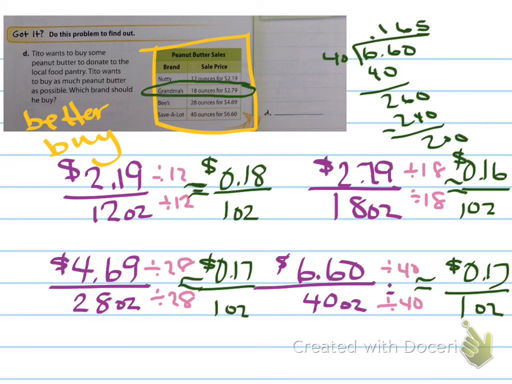Alright, so that was a lot of work because of a lot of decimals going on there with the division and rounding to the nearest penny. But you should have found that the $2.79 for 18 ounces is the cheapest per ounce, not by a lot, but enough. So Grandma's is the peanut butter that you should buy.